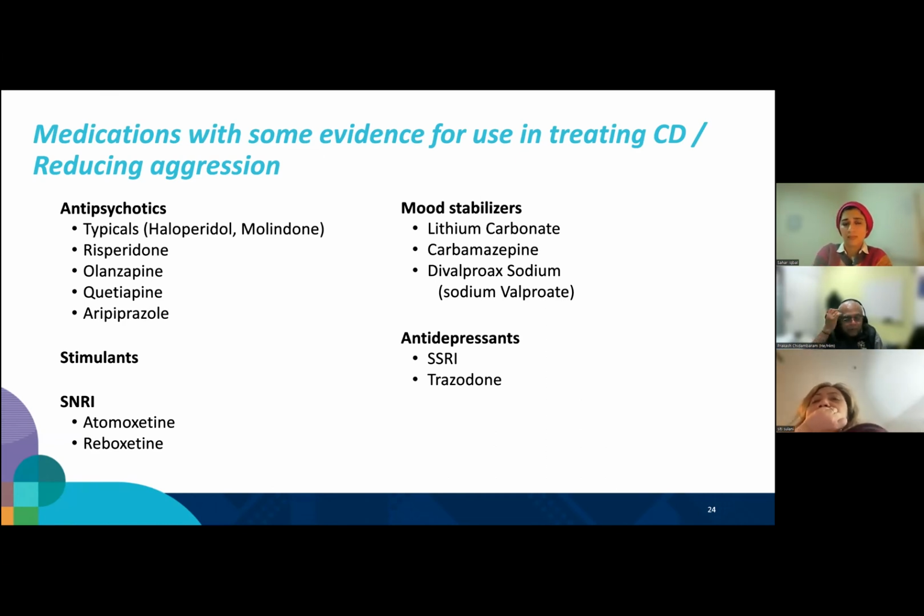So if you look at the list of medications, you'll find amongst the antipsychotics, some people still use the older ones like haloperidol, but otherwise risperidone, olanzapine, quetiapine. Olanzapine and quetiapine are mood-regulating type antipsychotics, and aripiprazole is more of an antidepressant sort of effect. The stimulants, there are SSRIs and SNRIs like atomoxetine, reboxetine, but other ones as well. Mood stabilizers like lithium sometimes is helpful, and sodium valproate is helpful as well.